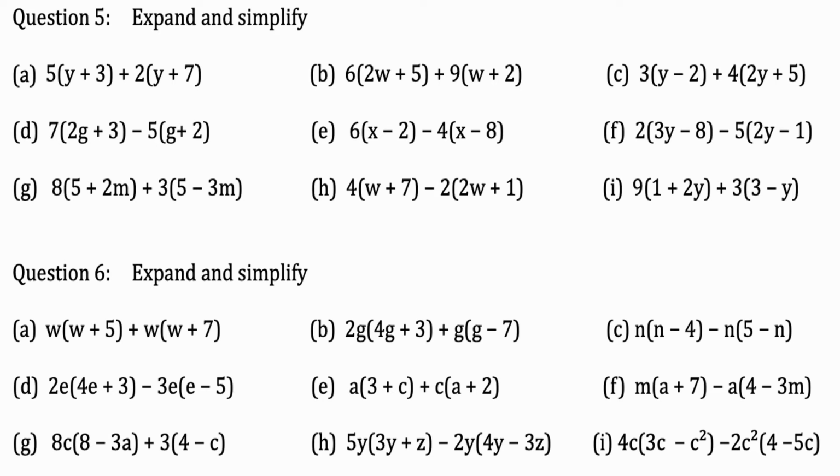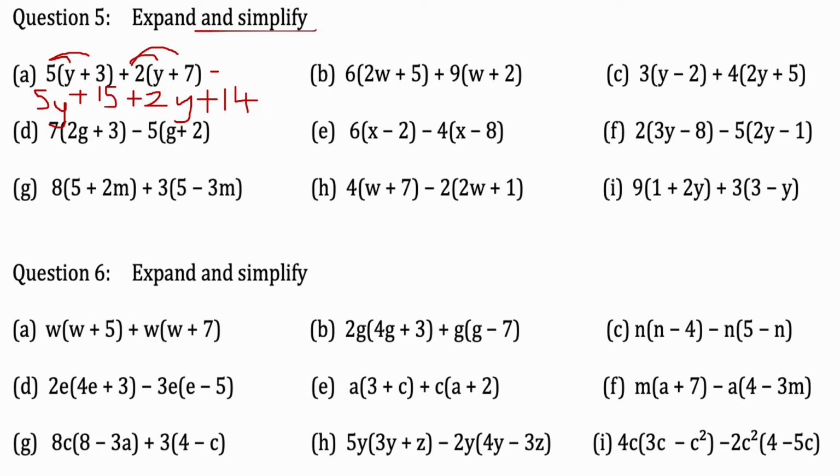This is question number 5. Expand and simplify 5 lots of y plus 3 plus 2 lots of y plus 7. So expanding each bracket out separately, I do 5 times y, that's going to be 5y. And then I do 5 times positive 3, which is going to be positive 15. Then I'm going to do 2 times y, it's going to be 2y. And then 2 times 7, which is 14.